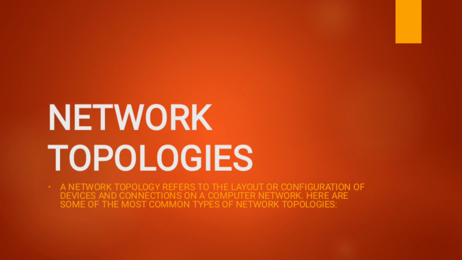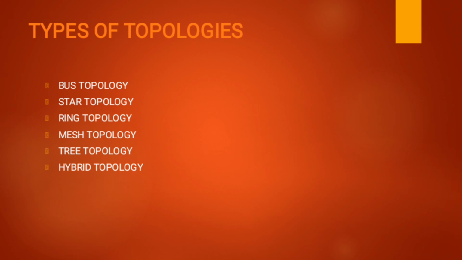First, we'll start by defining what a network topology is. Network topology refers to the layout or configuration of devices and connections on computer networks. Some of the most common types of network topologies include the following: bus topology, star topology, ring topology, mesh topology, tree and hybrid topology. We'll start by discussing bus topology.